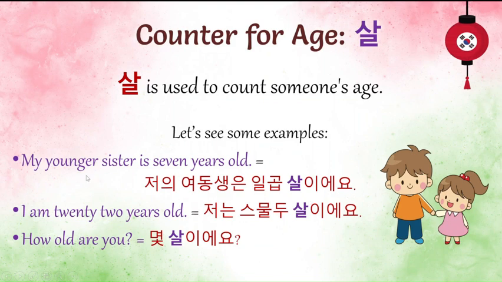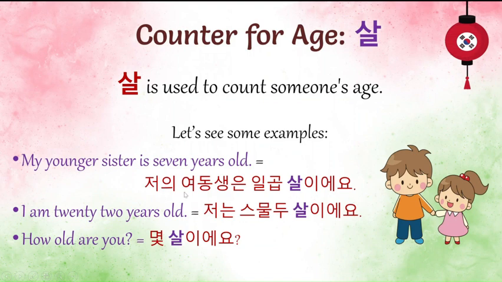Here we are talking about my younger sister, 저희 여동생. This much is clear? Now you have to say 7 years. So 7 is 일곱. And as I said, the counter for age is 살. Now 살 is combined with the verb 이다. Why? 이다 is to be something or someone. So to be 7 years old, we have to use this verb 이다. Okay, so in present tense it becomes 살이에요, right?